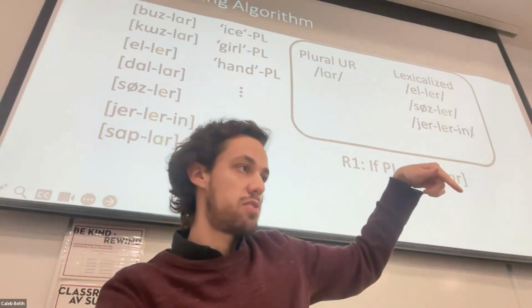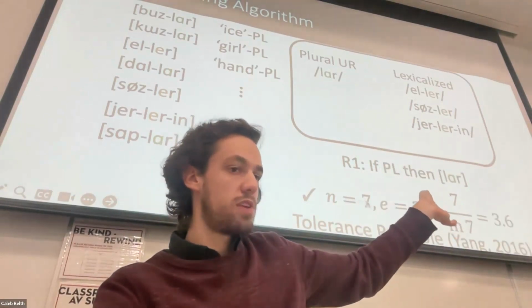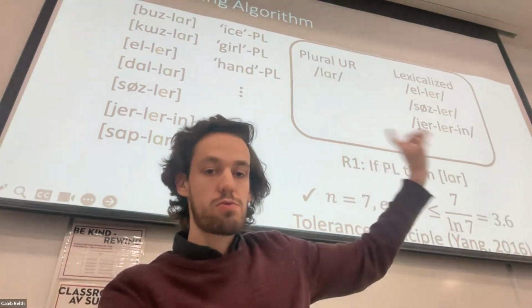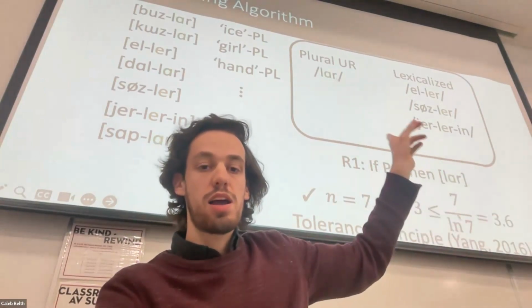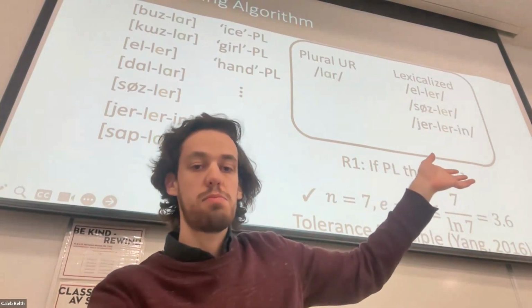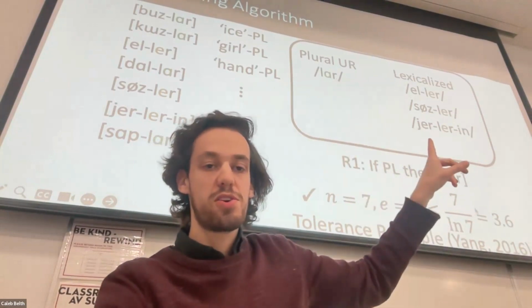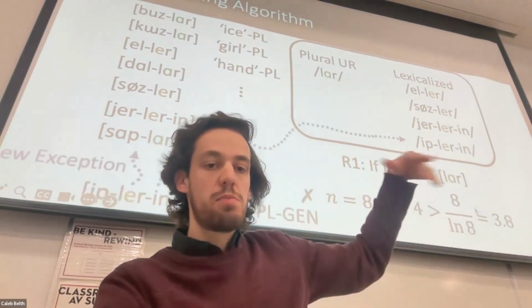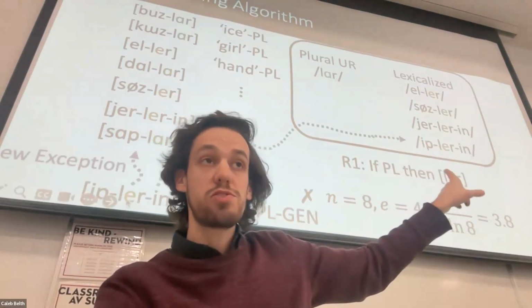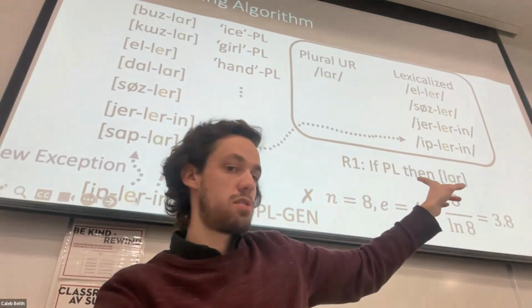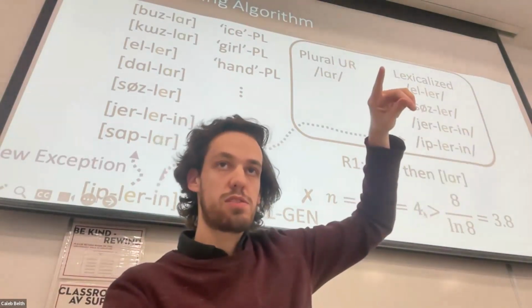And so those have to be lexicalized. And so at this stage in the algorithm, there are 7 instances of the plural, 3 of which are exceptions to this particular underlying representation. And so that's not too many exceptions to foil the generalization. And so the generalization holds up. But suppose another word comes along. Now there's 8 words. And this one also has a front vowel. So it's a new exception. So now there's 8 words with 4 exceptions, which tips over the threshold.